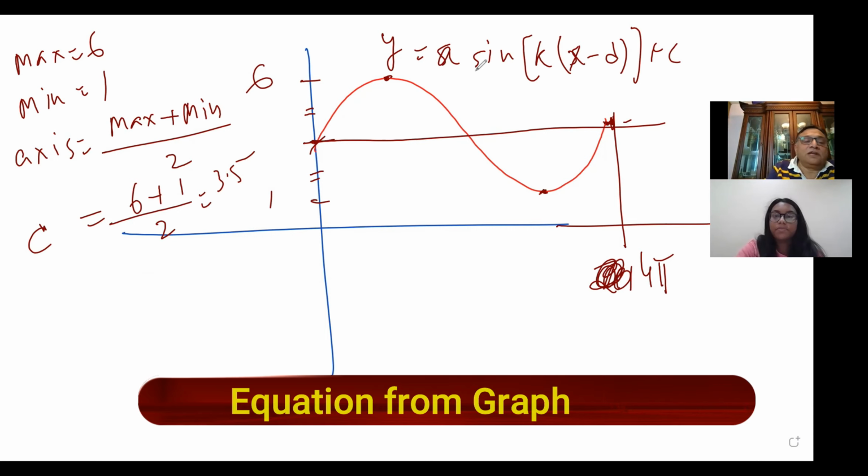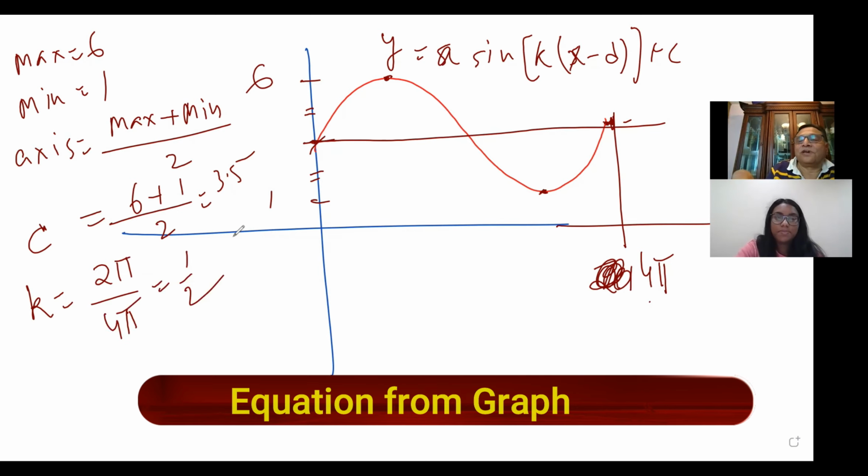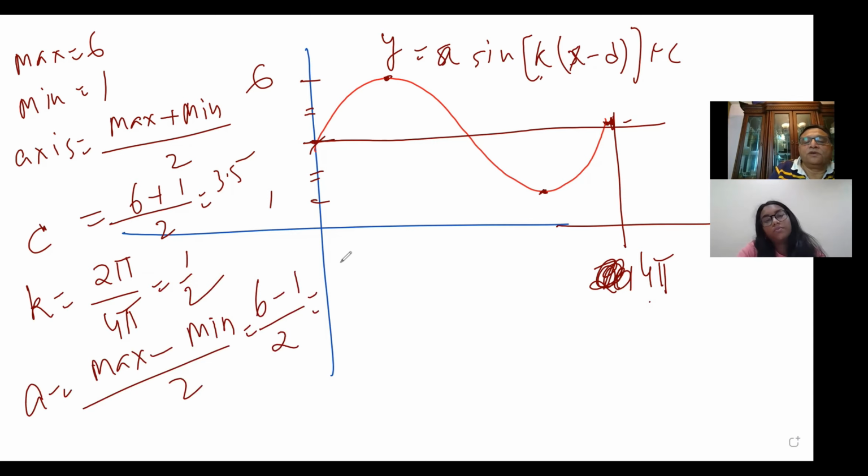Now, what is the value of K? K is 2 pi by the time period, which is 4 pi. So K is half. What is the amplitude? A is maximum minus minimum divided by 2, so 6 minus 1 divided by 2, which is 5 divided by 2, or 2.5. Do you see that? What is the phase shift? 0, because it starts at the origin.